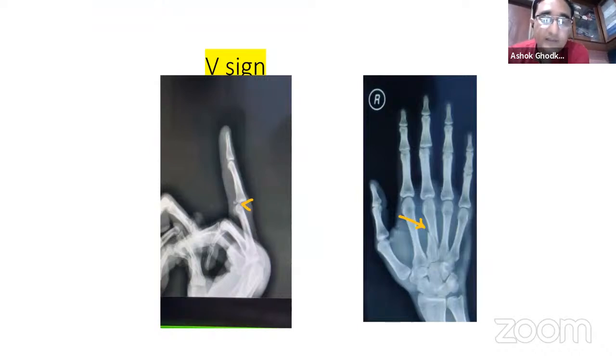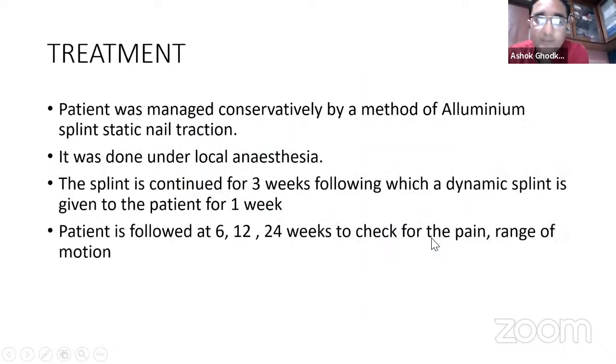This is a fracture with dislocation. The V sign is positive, which means there is subluxation of the joint. And even the patient had some fracture at the third metacarpal. So we use this aluminium static splint nail traction. It is done under local anesthesia.